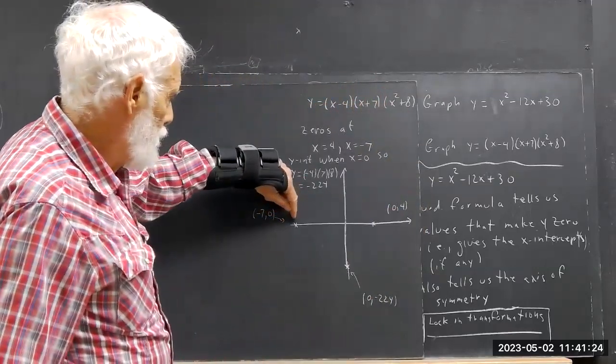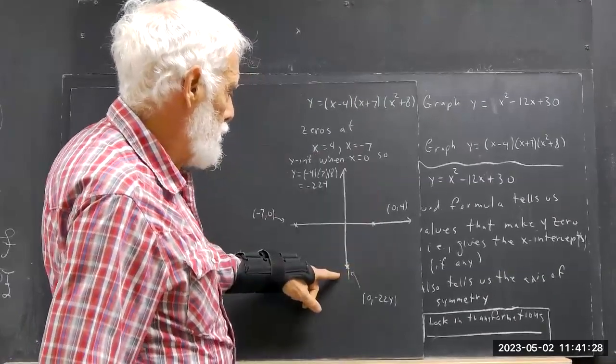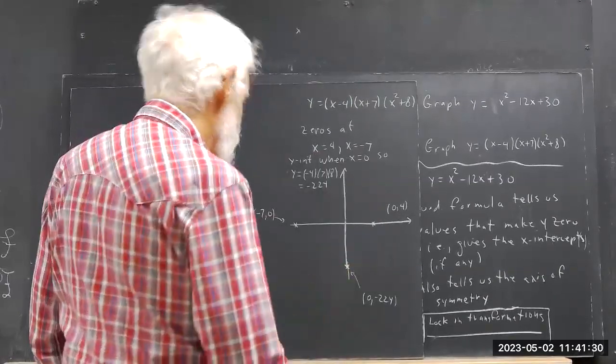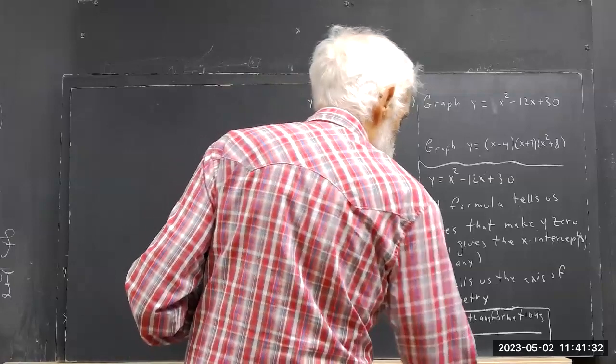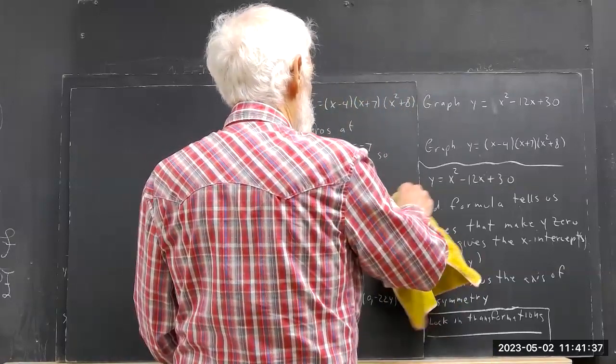Now we got to go through negative 7, 0. We've got to go through 0, 4. We've got to go through, and that's 4, 0, not 0, 4. Do that half the time.